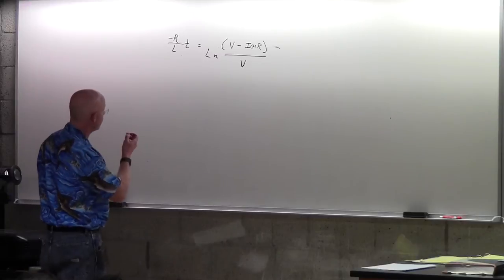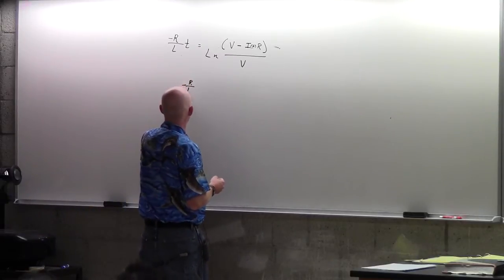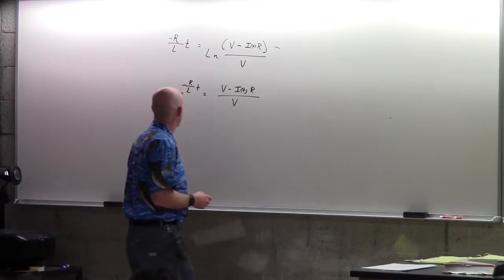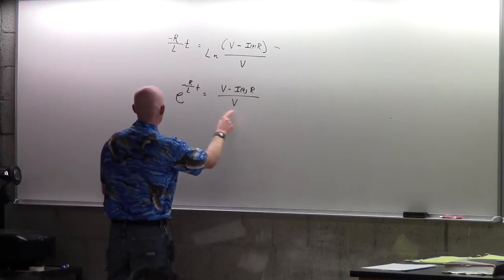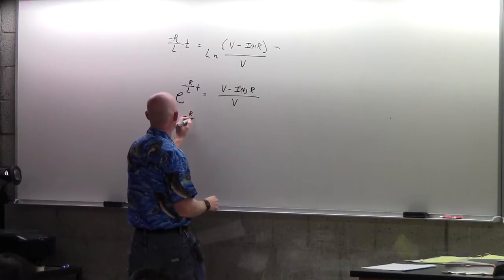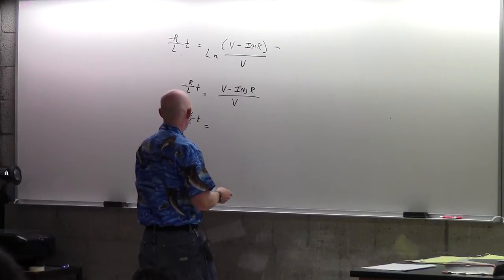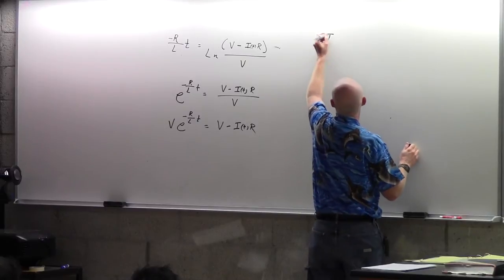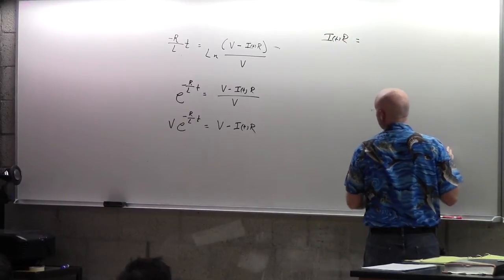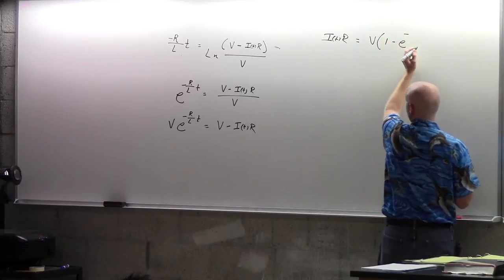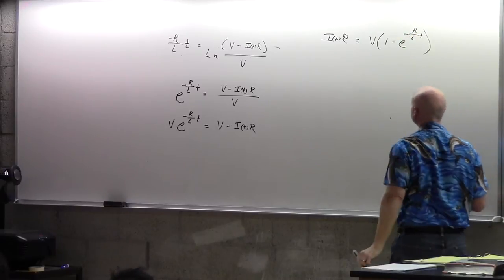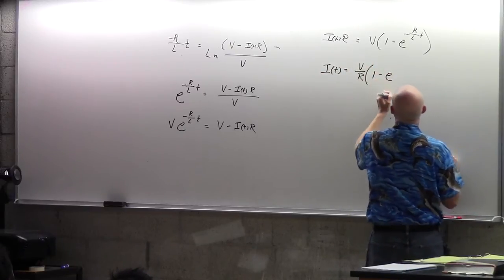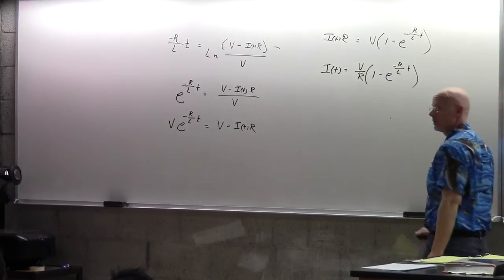If I then get rid of the natural log by doing an anti-log, I get that. If I keep solving this and put the V e to the minus R over L t over there, then I get a V minus an I as a function of time multiplied by R. Then I get I as a function of time times R equals V times 1 minus e to the minus R over L t. Finally, I get what I was claiming we could solve for, and that is the current as a function of time.